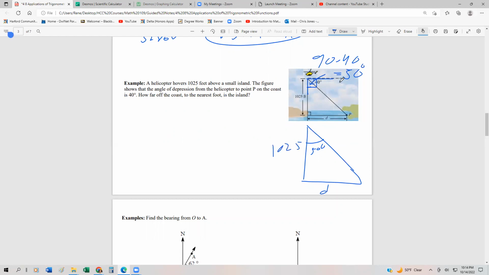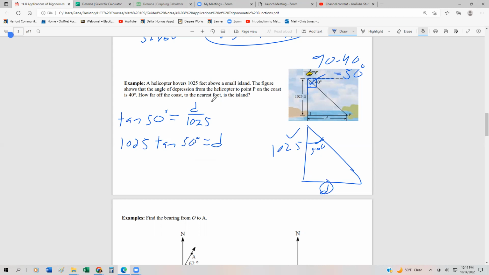Once again, we have an adjacent side, we have an angle, and we're looking for the opposite side. So we could just use a tangent function to model that, because remember, tangent is opposite over adjacent. So the tangent of 50 degrees is equal to the opposite, which is d, divided by the adjacent, which is 1025. We can multiply both sides by 1025. So 1025 tangent of 50 degrees is equal to d, our distance.